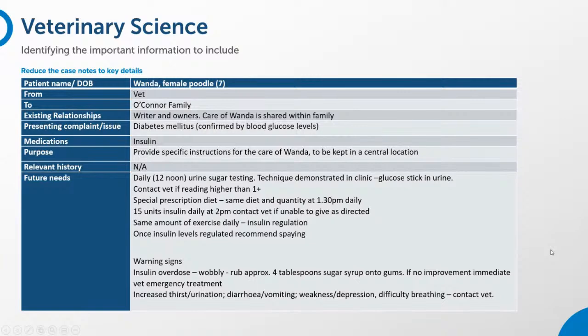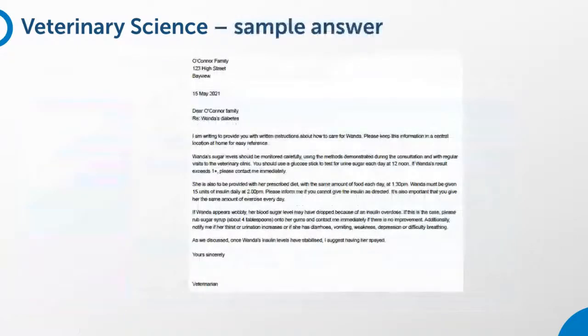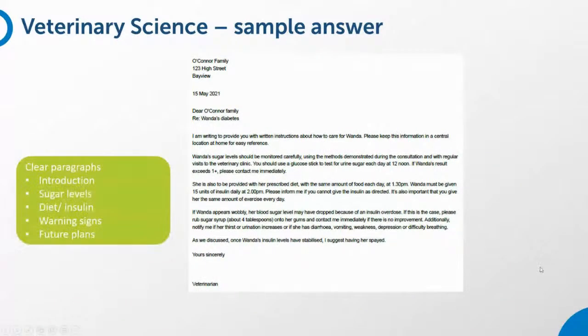So let's look at how the sample letter for this set of vet case notes communicates the information. So we can see that the letter has been organized into 5 clear sections. They cover introduction, sugar levels, diet or insulin, warning signs, and future plans. And the introduction explains the reason for writing and provides instructions for the family, and the letter expands on this in the different sections. Now, the importance of these clear paragraphs is quite significant for organization and layout.